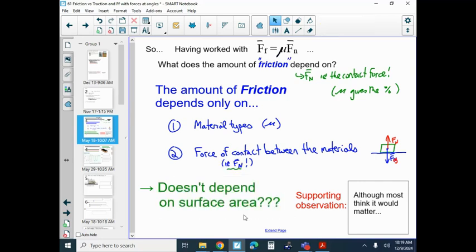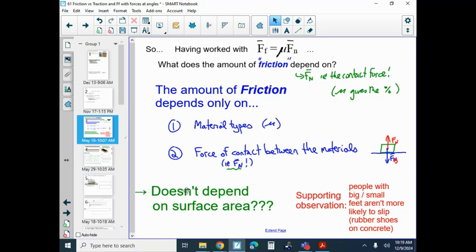And so a lot of people have trouble believing that the surface area isn't a factor. Most would think that it would matter. I don't know if this means much or not, but if you notice that people with big feet and small feet aren't more likely to slip and fall with rubber shoes on concrete, at least anyways, that would be a supporting observation that surface area doesn't matter.